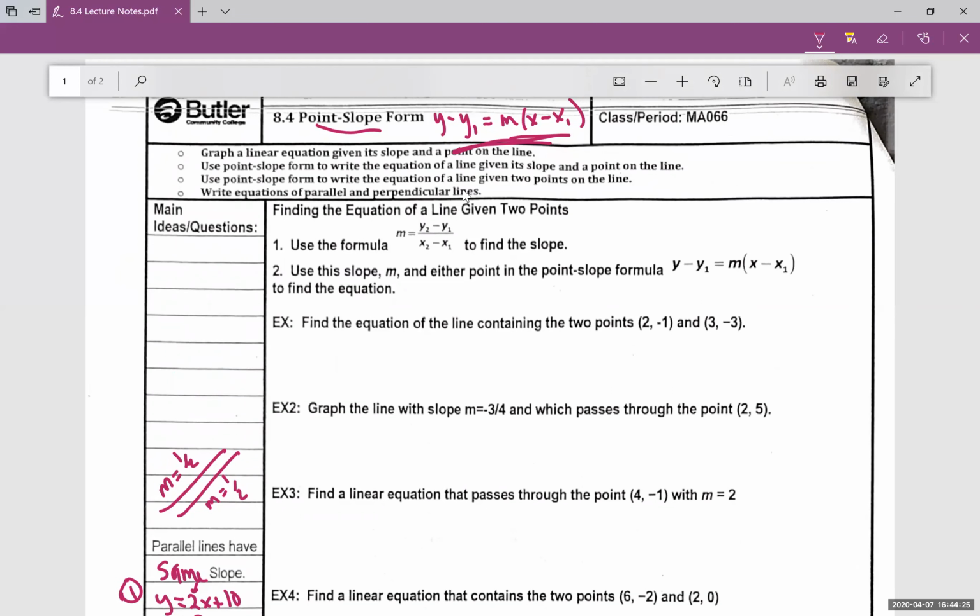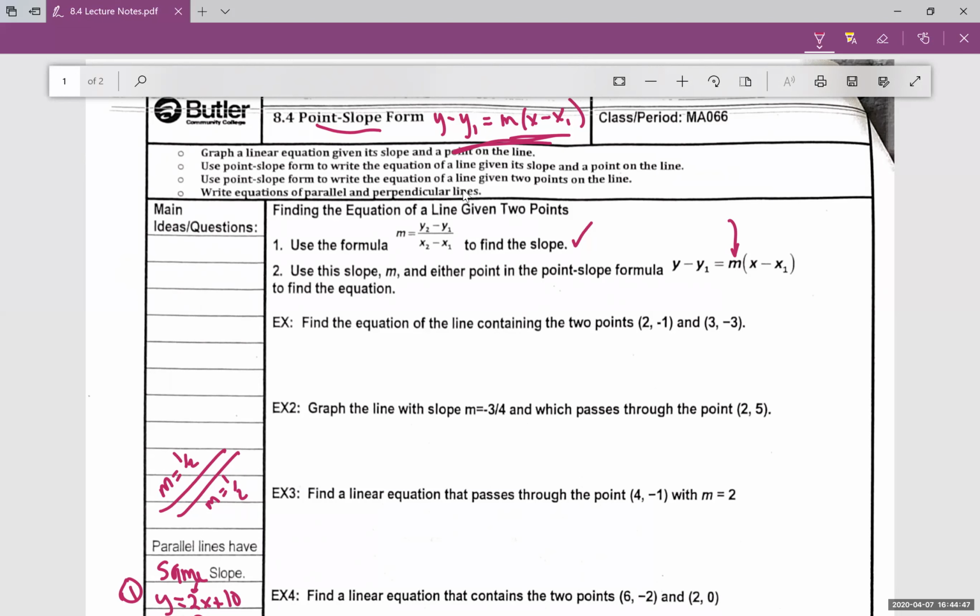So here's the step process for finding the equation of a line given 2 points. Sometimes you're going to need to find the slope first. Then after you find the slope, m, you're going to plug it into this point slope formula. Here's one of the examples you could come across. It could simply say, find the equation of a line containing these 2 points.